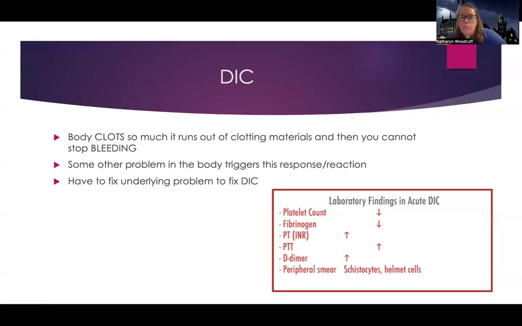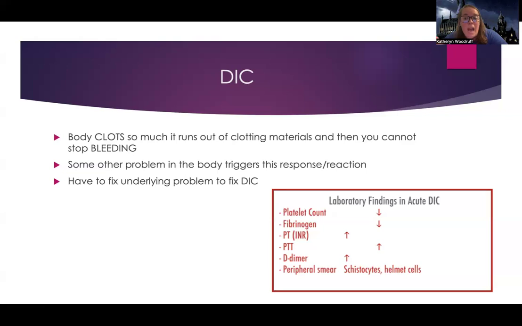But in general, what we're going to find in DIC is low numbers of clotting materials. Platelets are used to make clots, and fibrinogen is used to make clots. So those are going to be low because I've used them all up making a whole lot of clots. But then my INR and my PTT are going to be high. And remember, those are the signs of how long it's going to take me to make a clot. And those are going to be longer. Those are my bleeding times. The higher those are, the more likely I am to bleed, or again, the longer it's going to take me to actually form a clot.